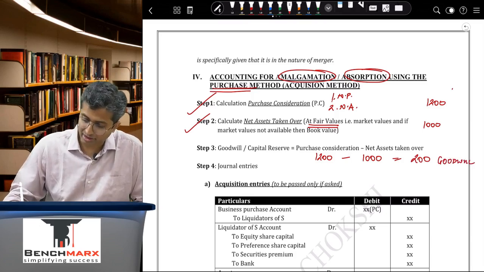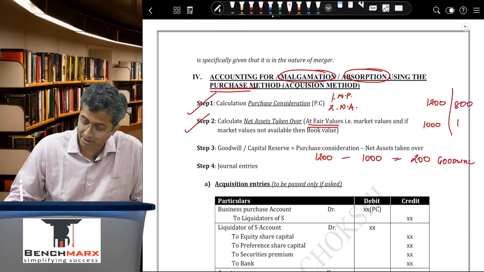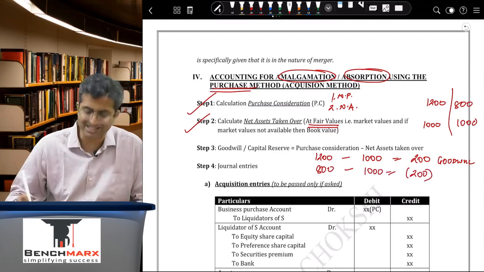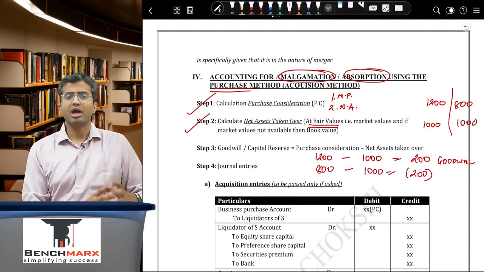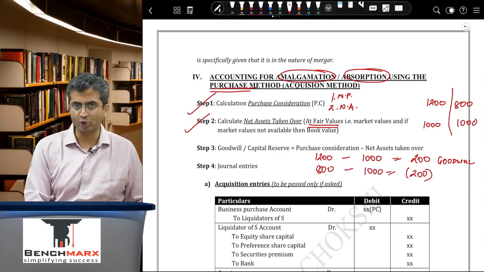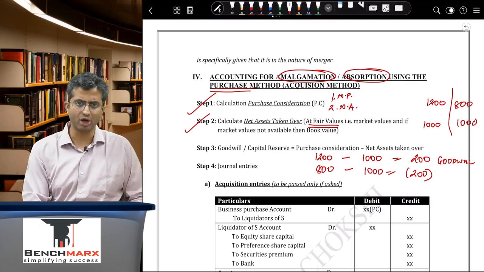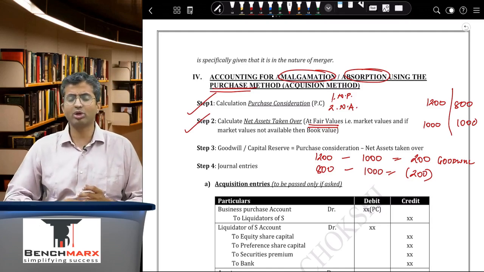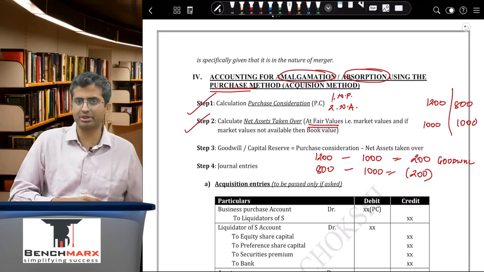However, in rare circumstances, it is possible that the difference comes to be negative. For example, we are paying 800 for something which is actually worth 1000, which means we are paying 200 less, and hence it's a gain. Now, goodwill is an asset. You can't show a negative goodwill. Then what is this 200 negative according to you? Well, this negative 200 is nothing but what you call a gain on purchase.